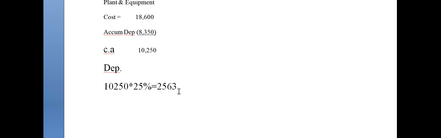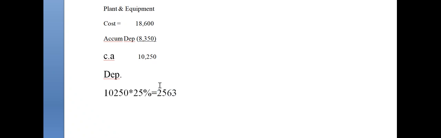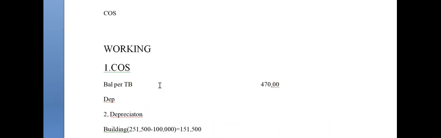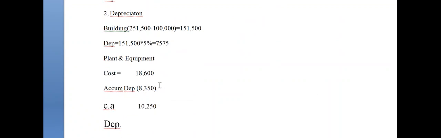And they said the depreciation for plant and equipment should be taken to where? Cost of sales. Should it be taken to cost of administration? Why should depreciation on plant and equipment be treated as cost of sales? Let me just take my time, and if this is all we achieve today, and you are okay, you can go to the exam and deal with them there.